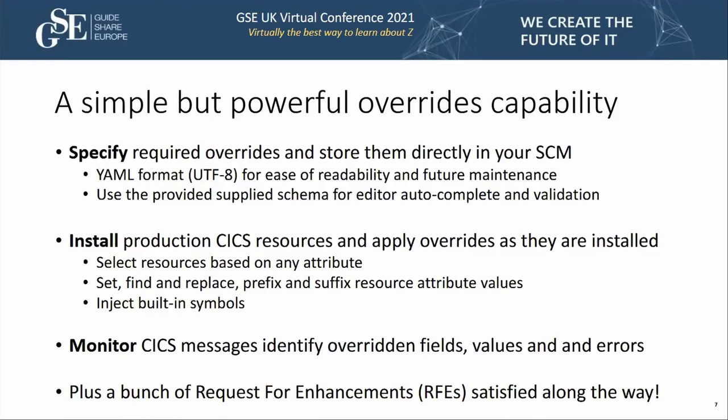So the resource overrides capability gives us the ability to specify overrides, first of all, and place them into source code management. They are UTF-8 format, they are YAML, so they're easy to read, and easy to put in source code management along with any other configuration artifacts you have. And CICS also provides a JSON schema with that.